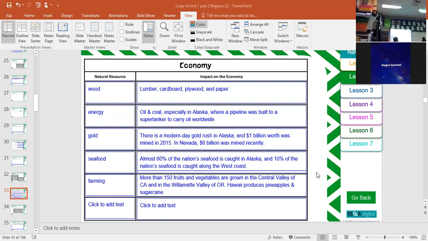Instead of using the word wood, I said timber. It's just a synonym. Then I used energy, gold, seafood. Instead of saying farming, because farming is not the natural resource. The natural resource that allows farming is fertile land. Logan, pull it down. The natural resource that allows farming is fertile land. Got it? Okay. So why did I write the topic sentence that way?